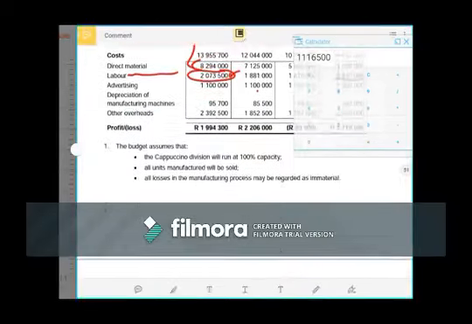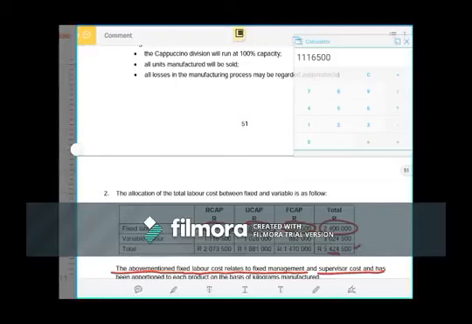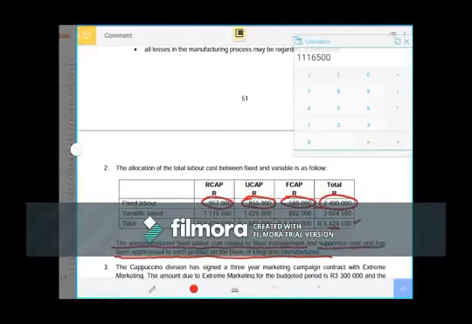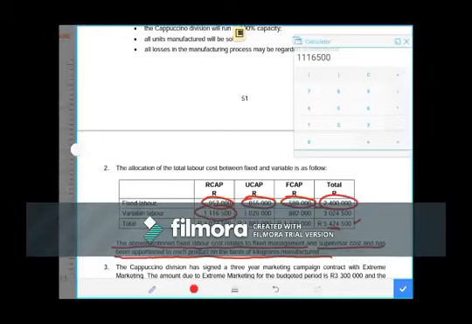And this would have given them 3,116. Let us check if this appears to us. So we do have this portion. There we have 3,116,500. So this would have been allocated exactly in that manner. So we could see that part.